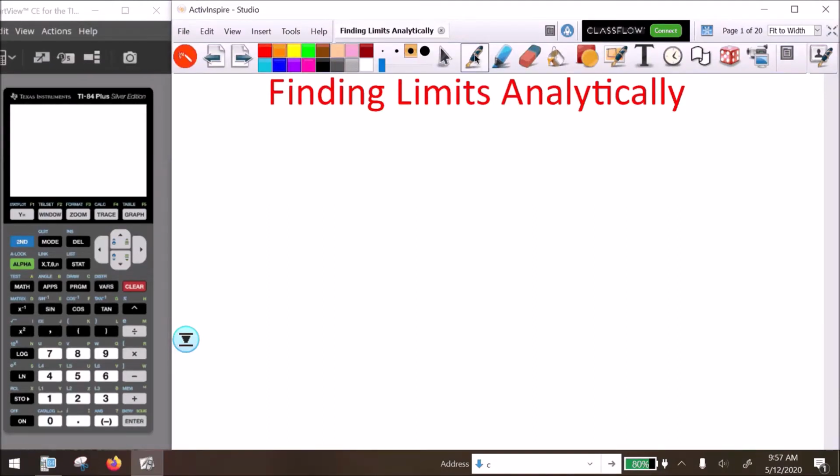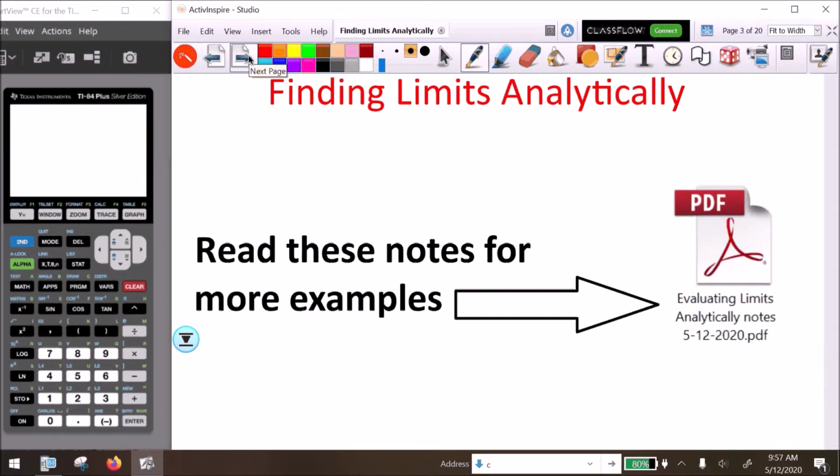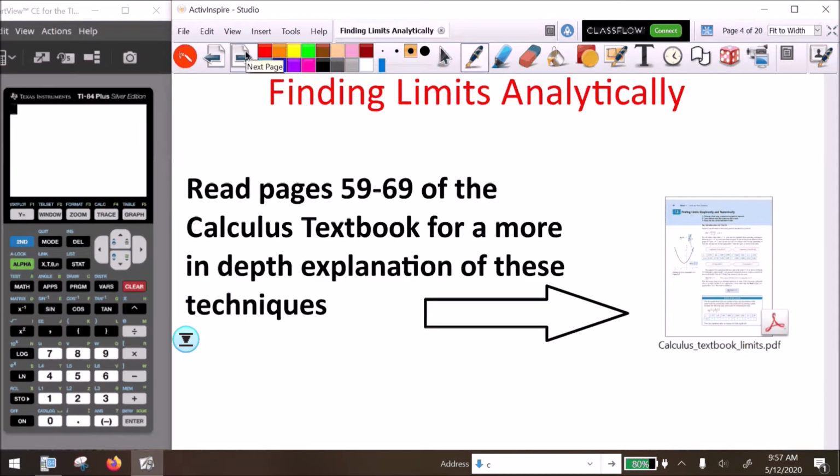In this video, we're going to learn how to find limits analytically, aka algebraically. Something that you can do to help better understand this is to look at these notes in addition to watching this video. And if you really want an in-depth analysis of limits, you could read the section in the calculus textbook. I uploaded these two PDF files along with this video in the Google Classroom post.